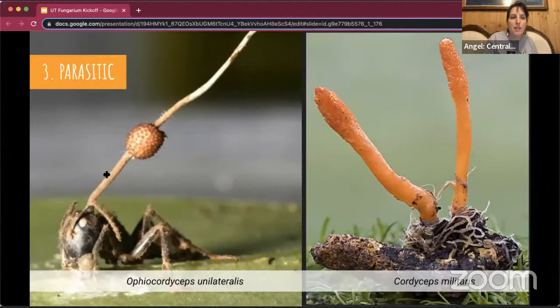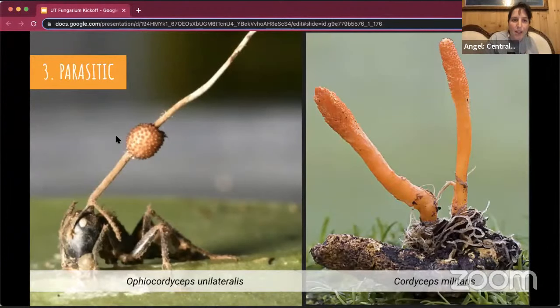So then this is another category here, the parasitic fungi. Some examples here are the zombie ant. If you've seen the show Planet Earth, you've seen the documentation of the fungi that takes control of the muscles and drives the ant to the highest point in the tree for the best spore dispersal, and so eventually taking out the whole colony.